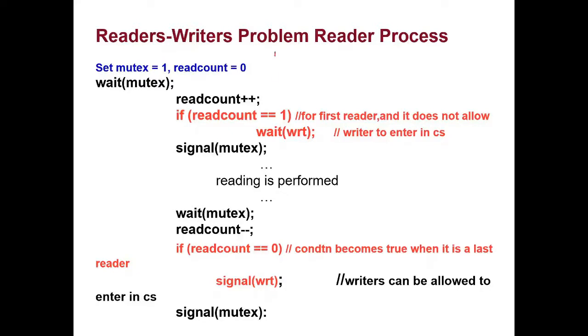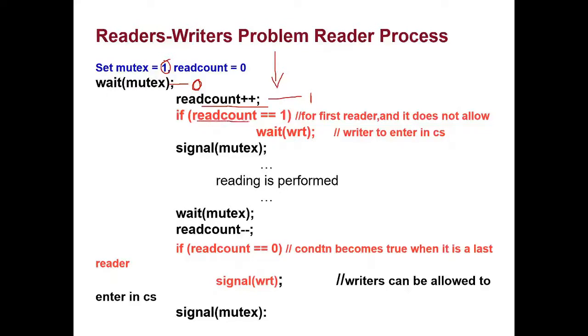Now suppose the reader wants to enter into the critical section. So it executes wait of mutex. From 1, the mutex value becomes 0 because the wait operation always decrements the value of the variable mutex. So it is like acquiring the lock by the reader process, and it is going to increment read count. The read count variable keeps track of how many reader processes are in the critical section. So from 0, after incrementing, it becomes 1.